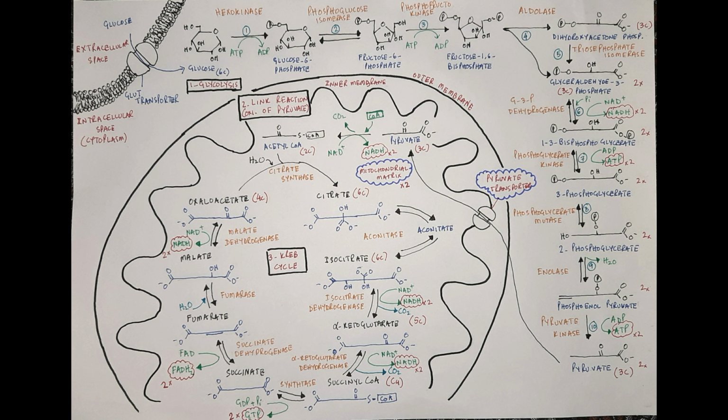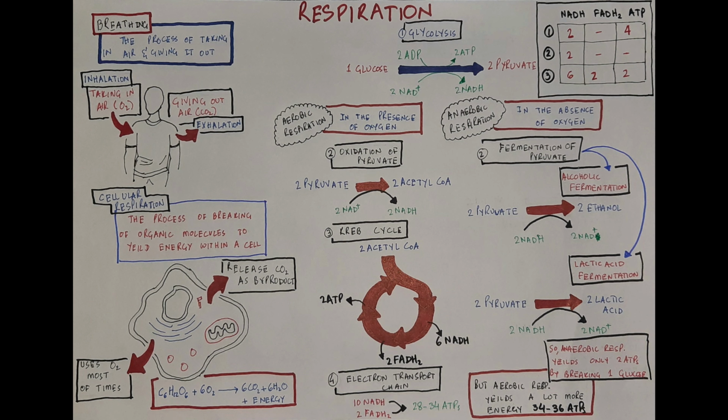So one molecule of glucose yields 34 to 38 ATPs. Hope it all makes sense.